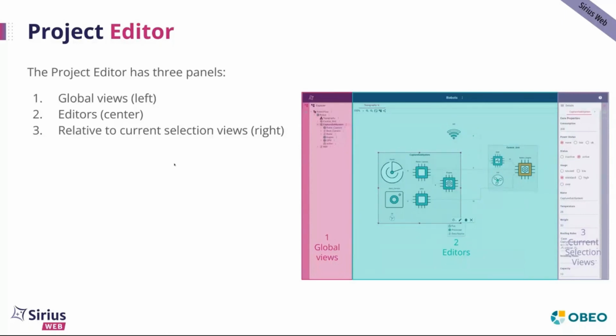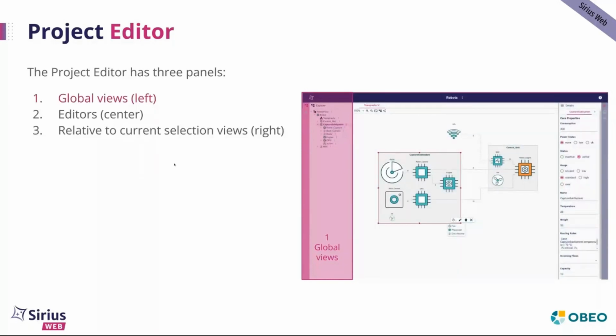On the right side, we find the views related to the current selection. So the right panel presents views that are contextually related to the currently selected element. It offers additional information, details, or related views that provide a deeper understanding or facilitate navigation based on the selected element. The 3 panels of the project editor in Sirius Web work together to provide users with comprehensive project management, editing, and contextual information capabilities.